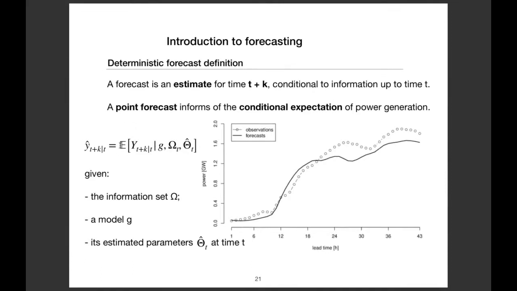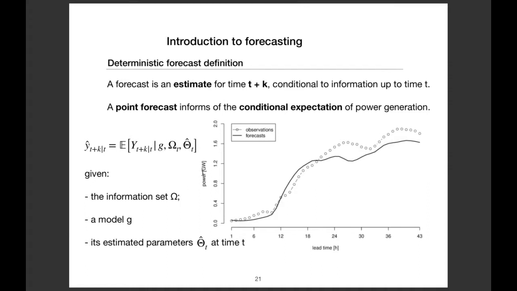So you take the expectation of the random variable, conditional to some information that you know at time t. And this is denoted by the information set omega. So the information set, what is it in practice?